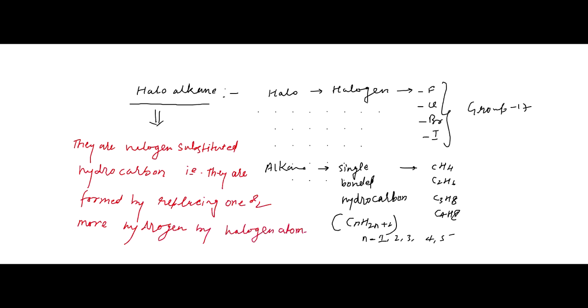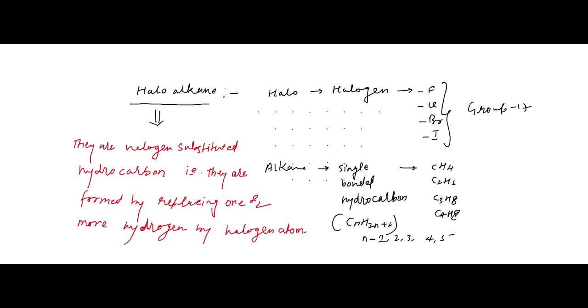So if I ask you what are haloalkanes, they are halogen substituted hydrocarbon. One line definition: haloalkanes are halogen substituted hydrocarbon. They are formed by replacing one or more hydrogen atoms by halogen atoms. Halo means halogen, that is group 17 element, that is F, Cl, Br, I. Alkane means single bonded hydrocarbon, also known as saturated hydrocarbon.